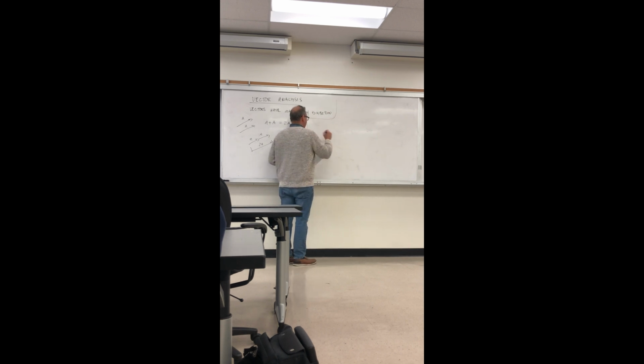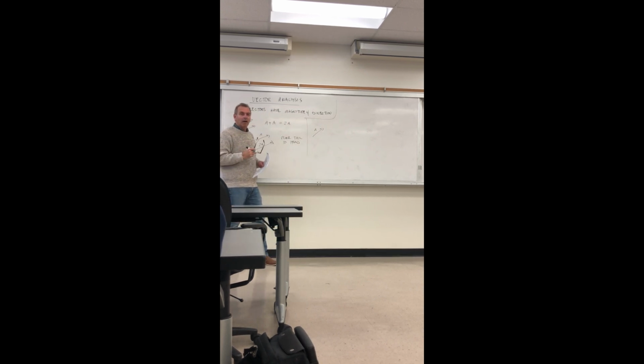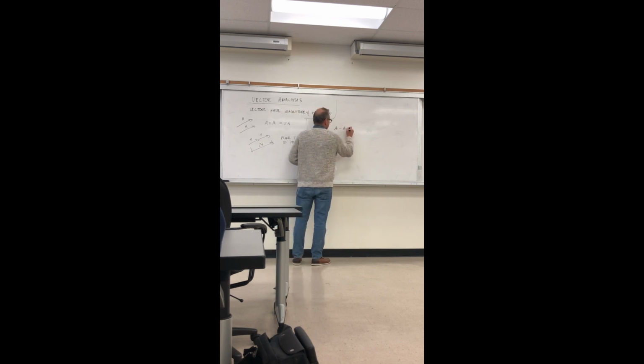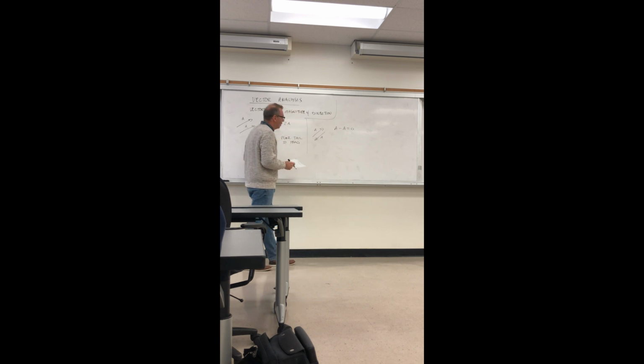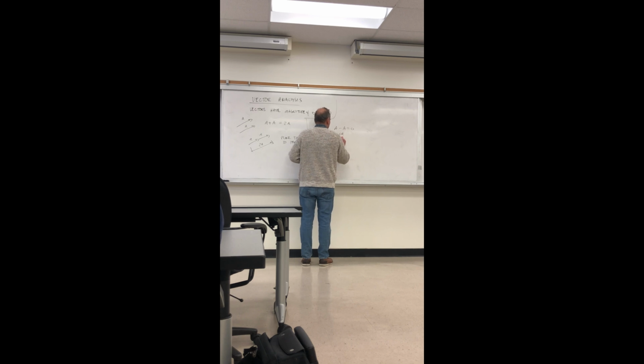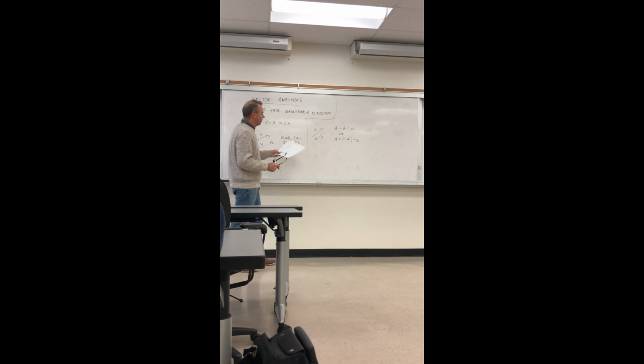Now let's say you have a vector A and another vector A in the opposite direction. We're going to add these together, and you have A minus A equals 0, or A plus minus A. A in the opposite direction is minus A.